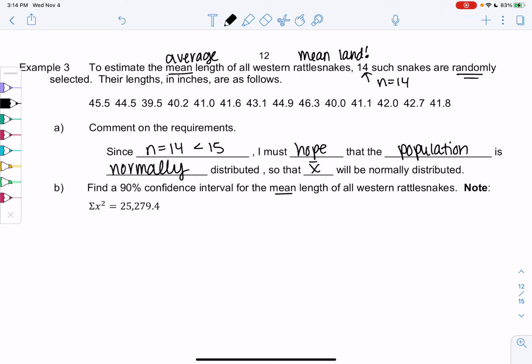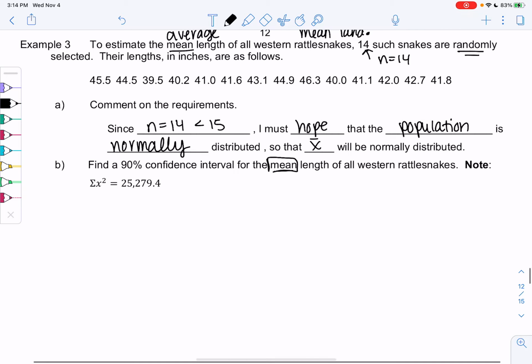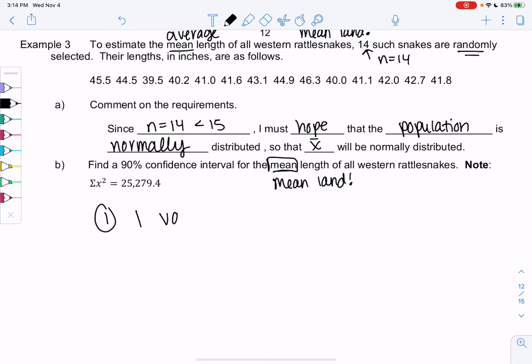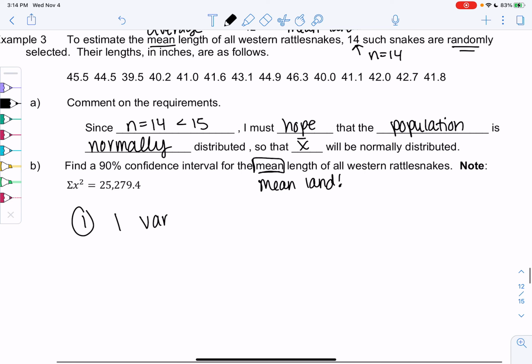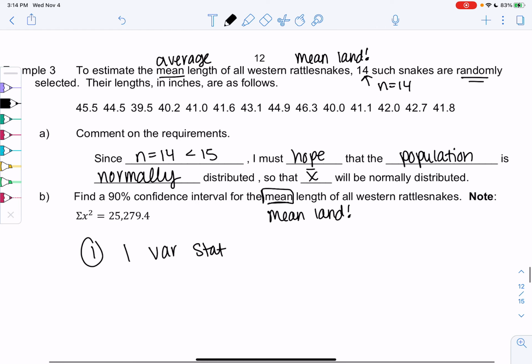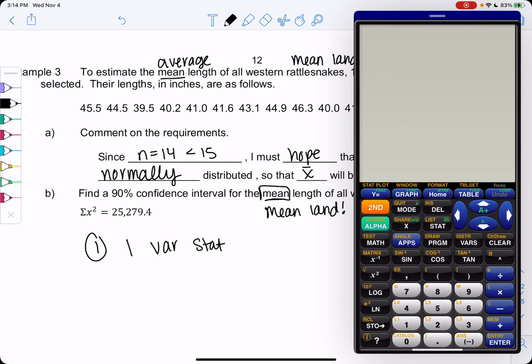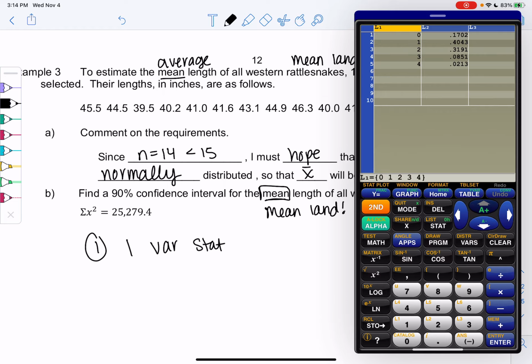Let's find a 90% confidence interval for the mean, meaning no proportions, we're in mean land, mean length of all western rattlesnakes. So let's do one var stat to find the mean and standard deviation. I'm going to enter the data into L1. So stat edit, we haven't done this in a while, and then just type everything into L1. I'm going to type a little fast, so pause the video if you need to get your calculator or you're typing a little slower. But make sure you type all 14 of them, and then we can use this for a check.